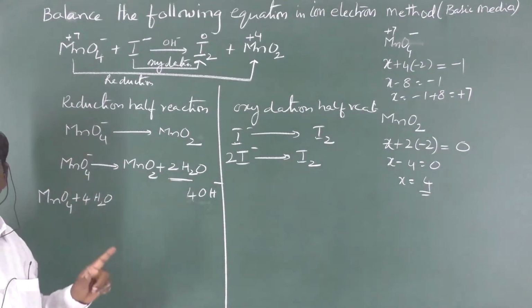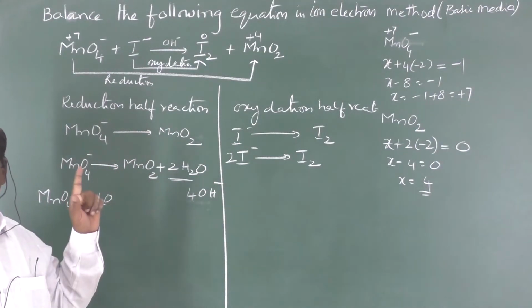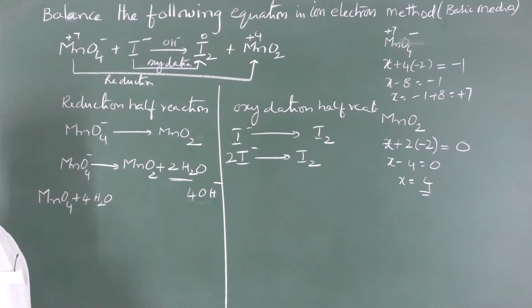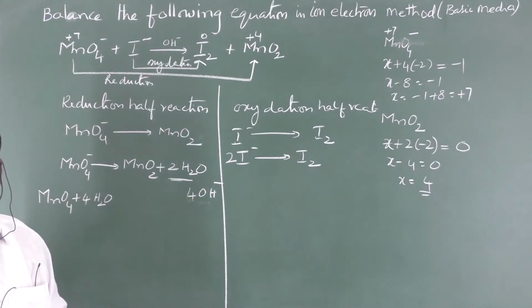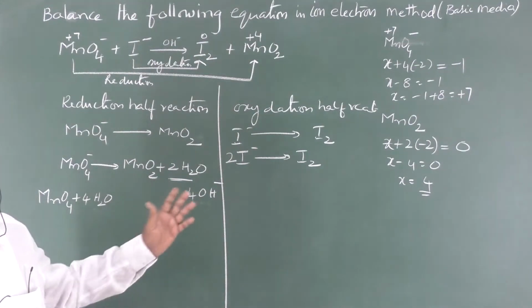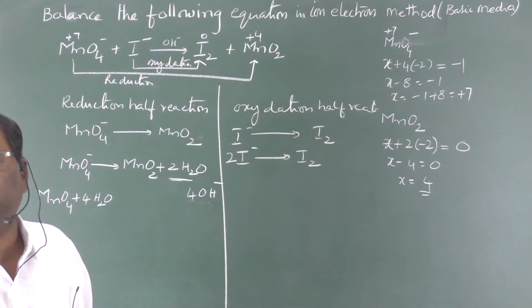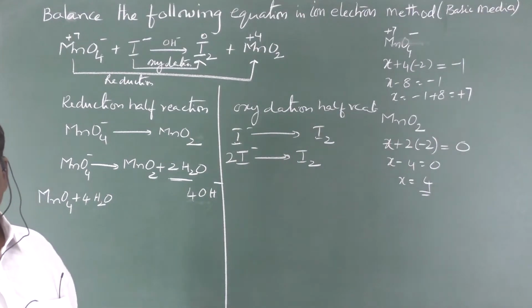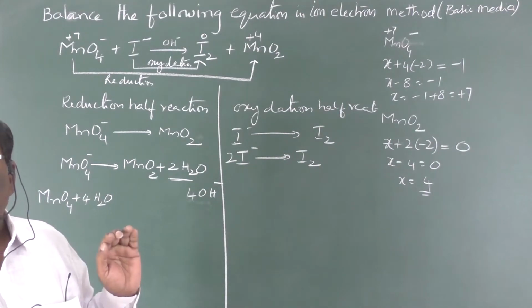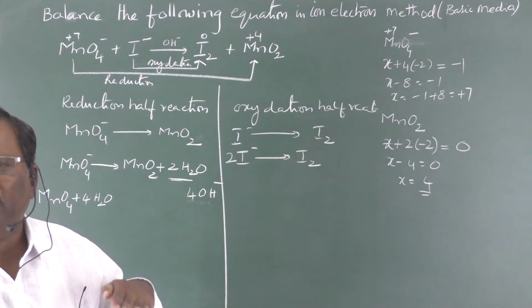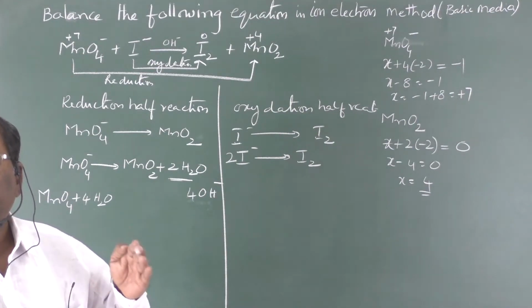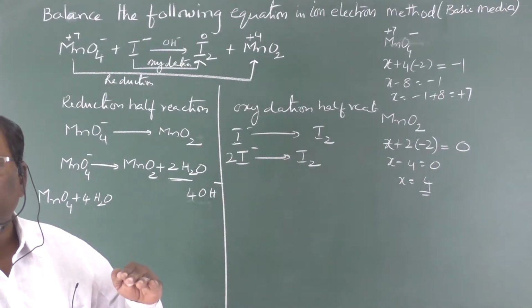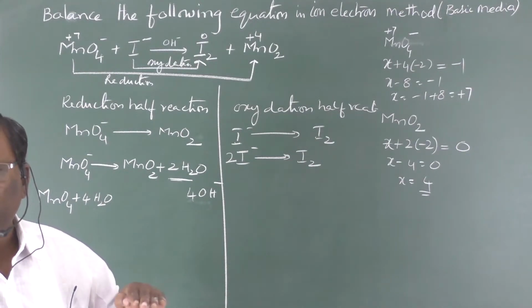Remember, once again I explained you. While balancing hydrogens in basic media, in acidic media what you have done? You simply write H plus ions to the deficient side, same number of H plus ions. But when the reaction is carried out in basic media, you are going to add the same number of H2O. Same number of H2O means you are adding double number of hydrogens and same number of oxygens.